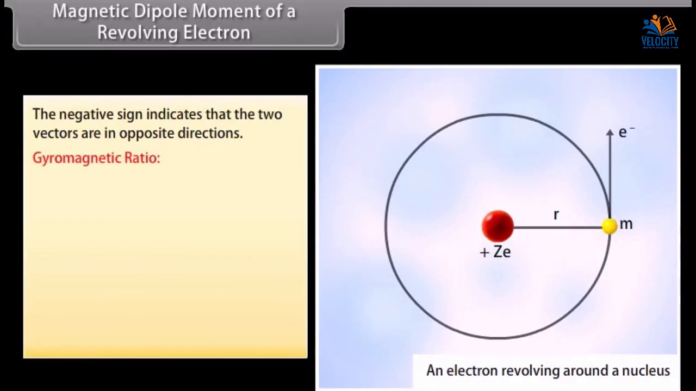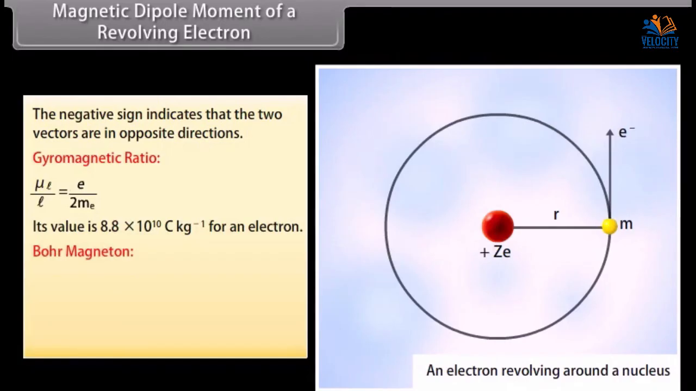Gyromagnetic ratio. Mu L upon L is equal to e upon 2 m_e. Its value is 8.8 into 10 raised to the power 10 coulomb per kilogram for an electron. Bohr magneton. Mu B is equal to eh upon 4 pi m_e. Its value is constant and equals 9.27 into 10 raised to the power minus 24 A m square.